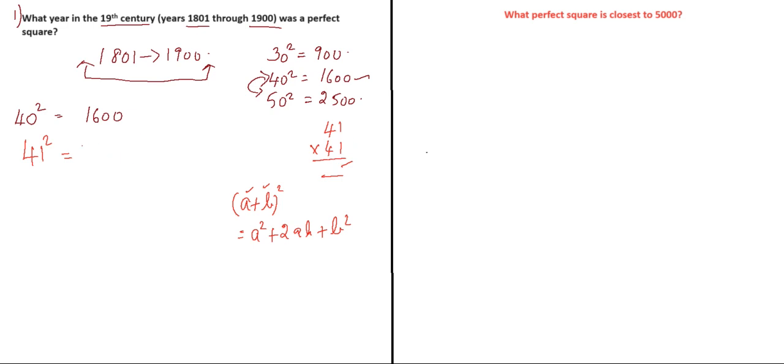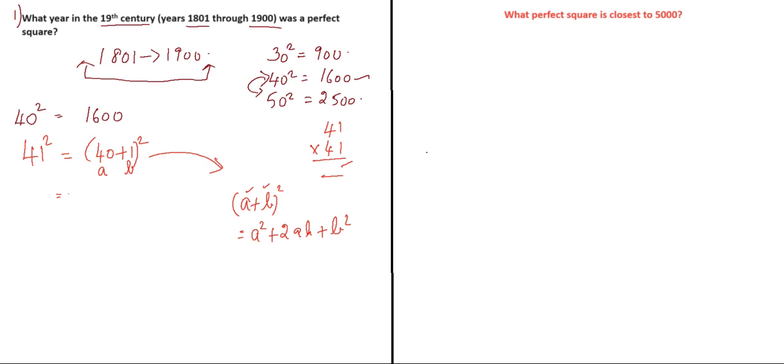So the first term can be taken as a and the second term can be taken as b. Let's do this now. 41 square can be written as (40 plus 1) the whole square. You can even write it as 1 plus 40, but that doesn't make a big difference. So I'm writing it as (40 plus 1) the whole square. Here I am assuming a as 40 and b as 1.